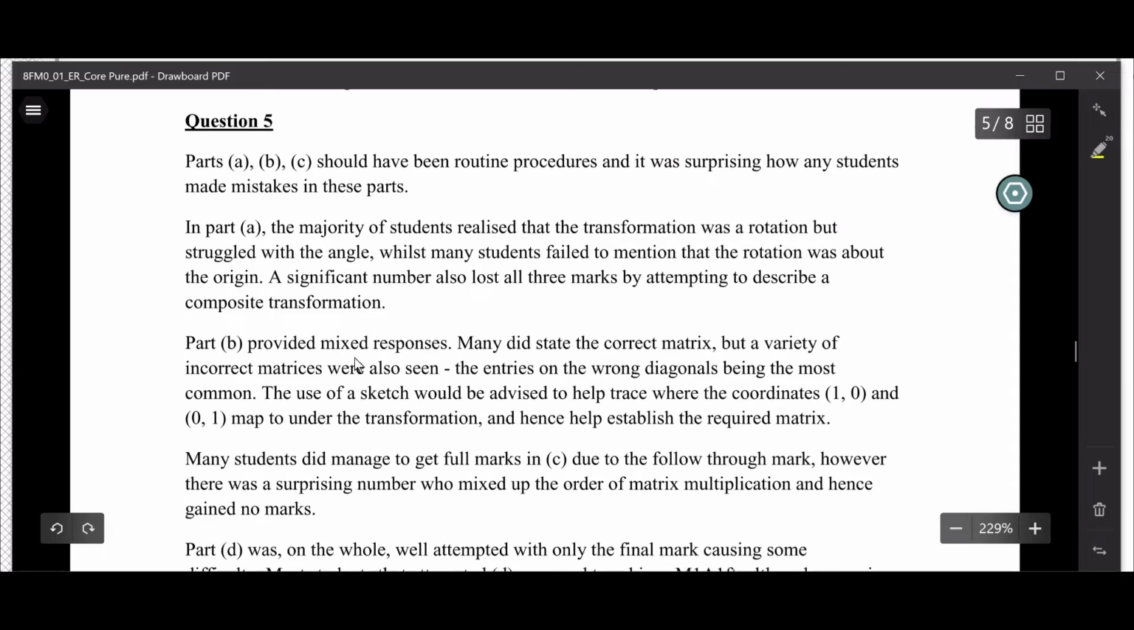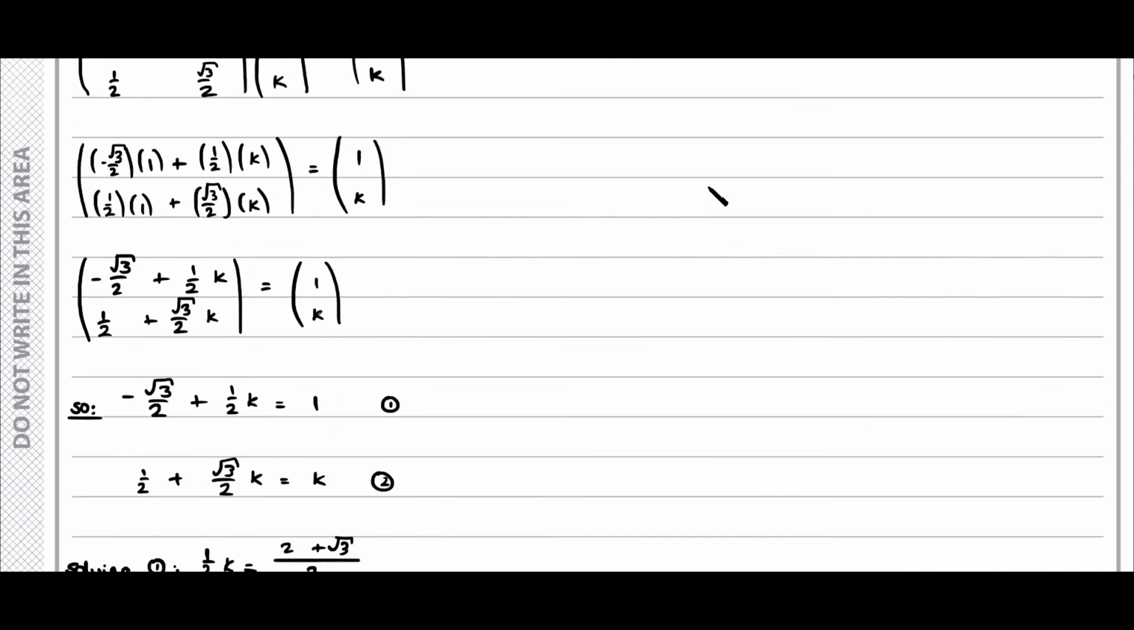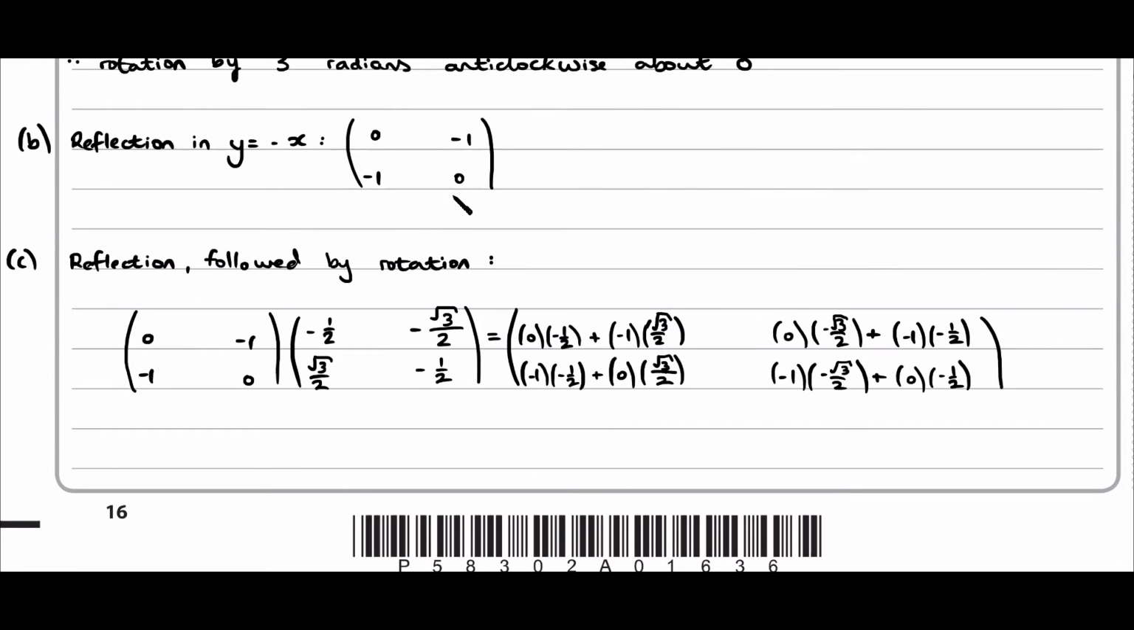Part B provided mixed responses. Many did state the correct matrix, but a variety of incorrect matrices were also seen, the entries on the wrong diagonals being the most common. So if I go back here, that's just on about the diagonals here.